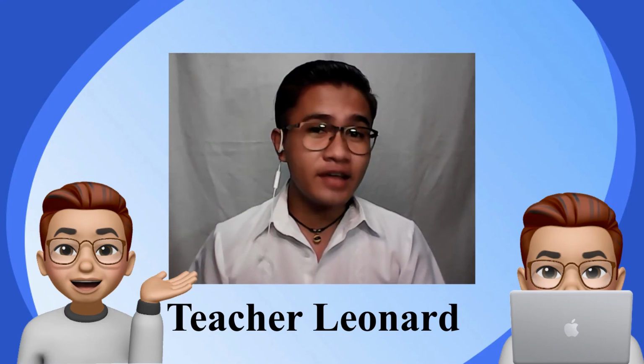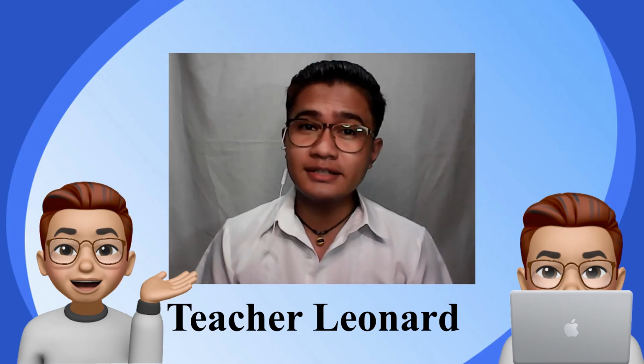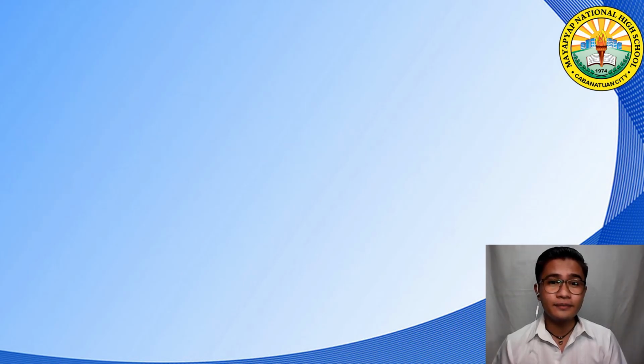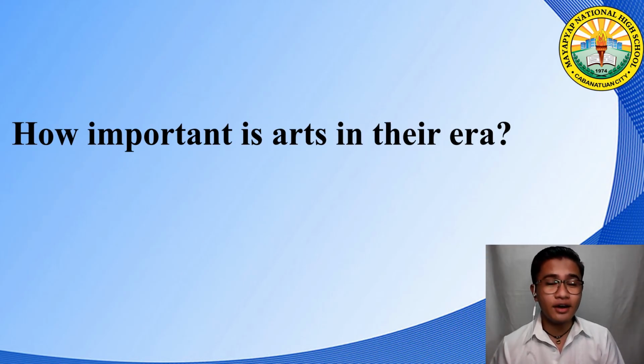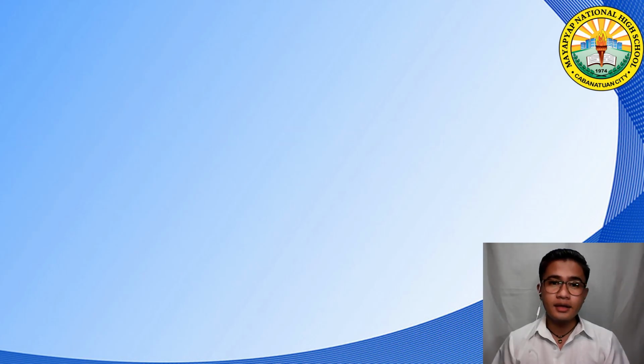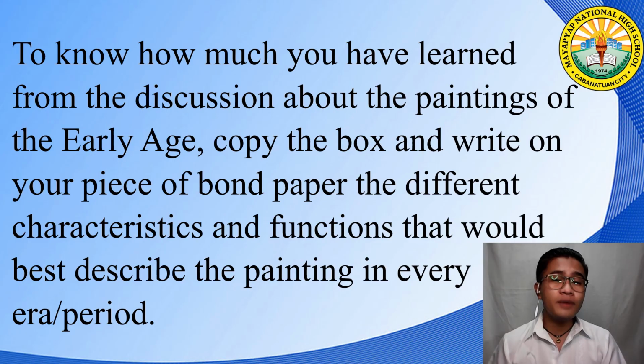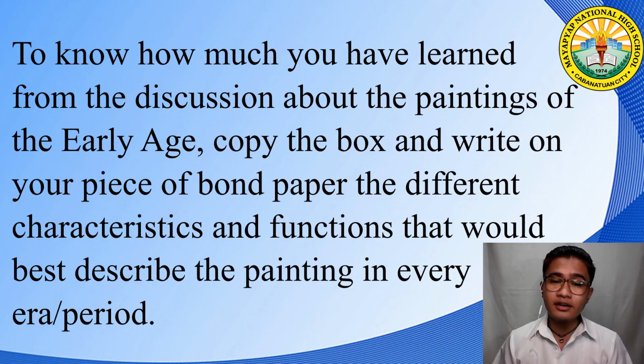But before we end the discussion, let me ask some questions first. How can you say that the elements of their paintings are essential to their culture? And how important is art in their era? At this point, turn your activity sheet to the enrichment part. Here is the instruction. To know how much you have learned from the discussion about the paintings of the early age, copy the box and write on a piece of bond paper the different characteristics and functions that would best describe the painting in every era and period.